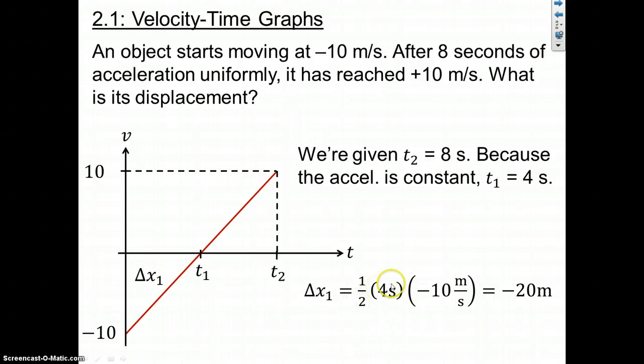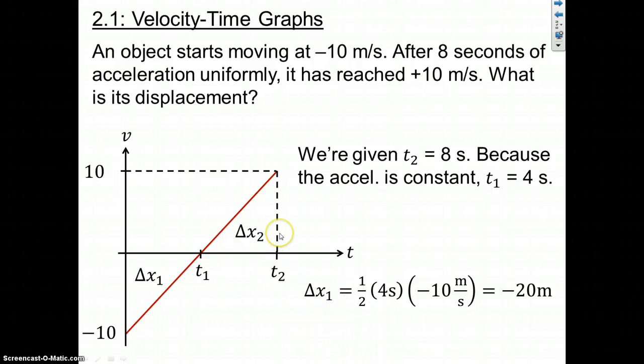1/2 base, 4 seconds. For height, we plug in the height, which is negative 10. This is negative 10, and it has units of meters per second. This has units of seconds. And what we get is negative 20 meters as delta x1. That's the area under the curve, and it equals the displacement.